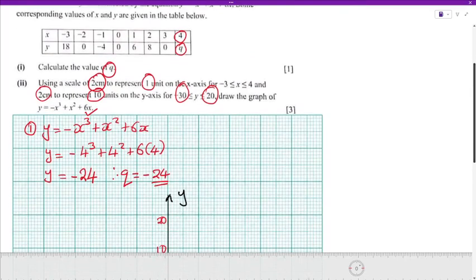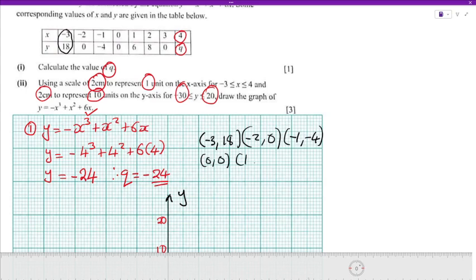Let us bring the box a bit downwards here. Let me put the coordinates here, I will have to erase them afterwards. We have -3, 18, then -2, 0, -1, -4, and then 0, 0. Then 1, 6, 2, 8, and then 3, 0 and 4, -24. Remember, we found the value of q as -24 there.